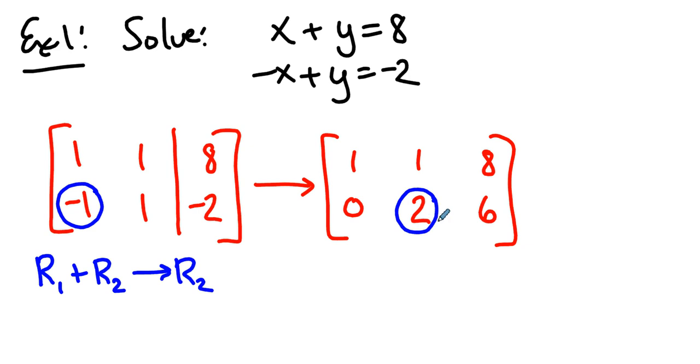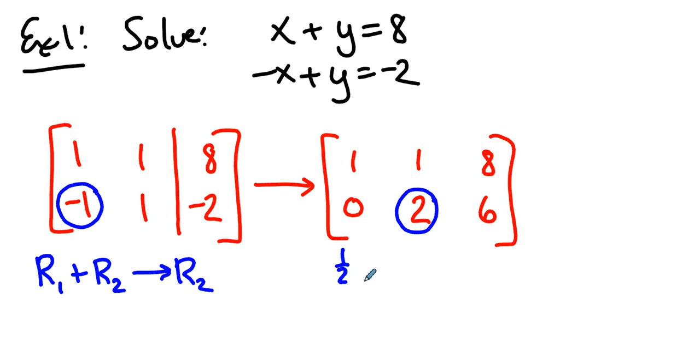Now, how can we do this really, really easily? What does this row represent right now? This row represents that 0x's plus 2y's equals 6. And from there, I'm pretty sure you know what y is. How do you know what y is? Because you just mentally divided by 2. And that's one of the acceptable row operations.